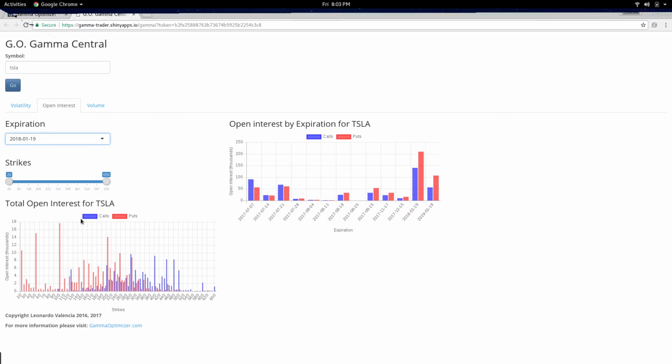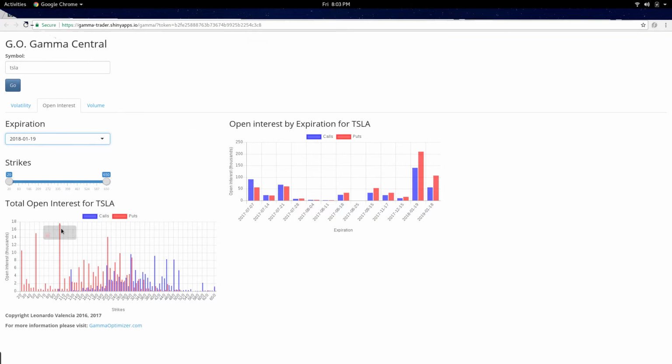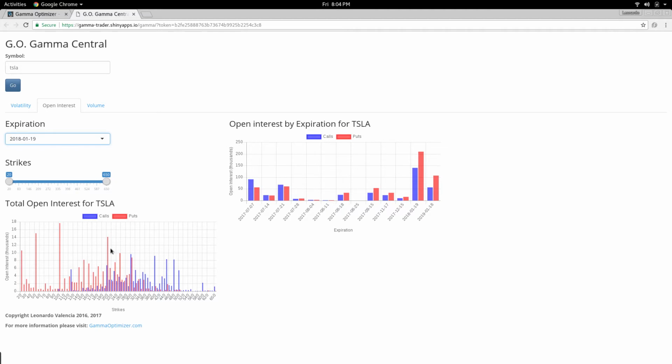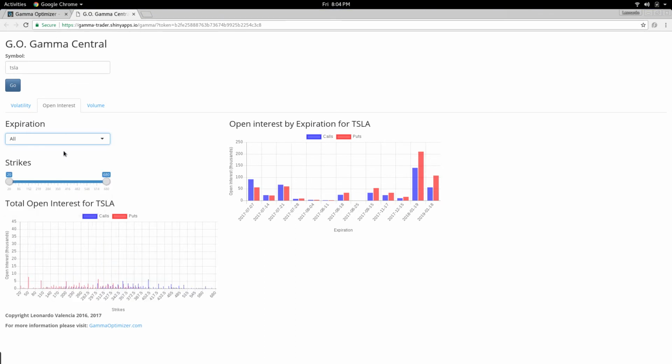But you can see there's lots of interest on the 100 puts. These are the puts that have more interest on January 19. And you can see the calls. Well, the calls also have some interest, but not as huge as the puts. So I guess if we assume that puts are being bought in Tesla, there's lots of bearishness there for the company.